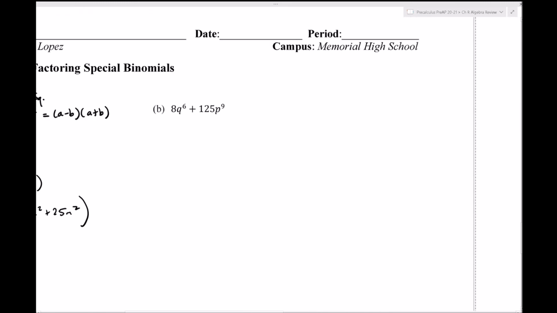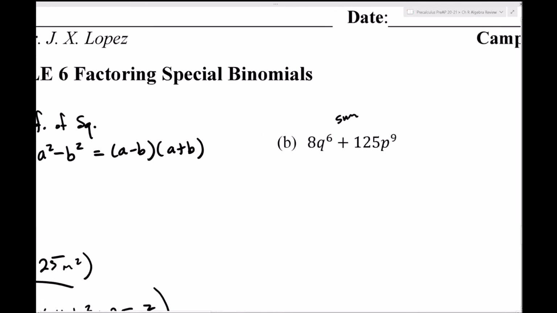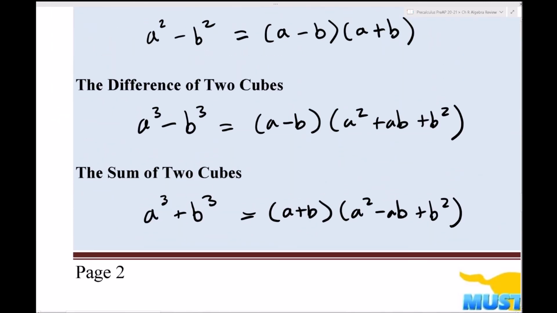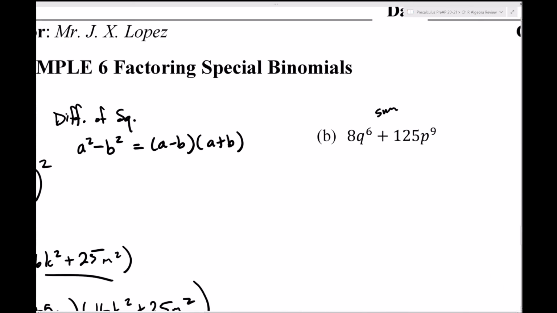So the letter B, which I'm going to zoom in on more. Letter B, 8q to the 6th power plus, it's a sum, that for sure, 125p to the 9th. So it's a sum of two monomials, so it's a binomial. And the only thing I see here that's a sum of 2 things would be the sum of 2 cubes. So then I'm minded to think about whether or not those are cubes of something.